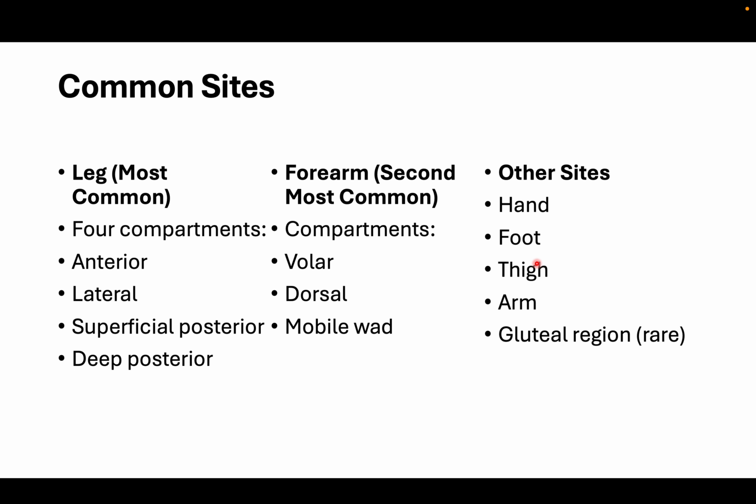In the forearm is the second most common. It has the volar and dorsal compartments and the mobile wad. The mobile wad consists of the brachioradialis muscle, ECRB and ECRL. These three muscles form the mobile wad of the forearm. Other sites which can develop compartment syndrome are hand, foot, thigh, arm, gluteal regions. These are rare sites.